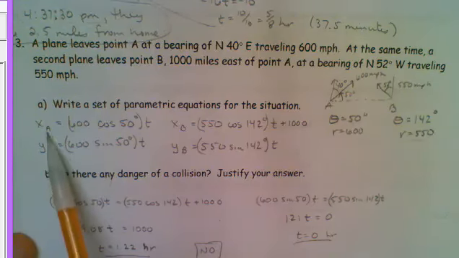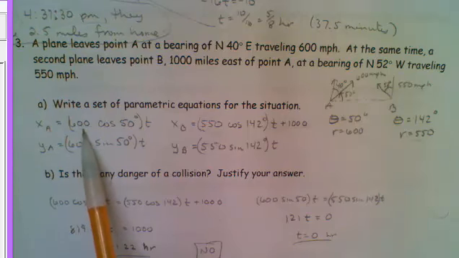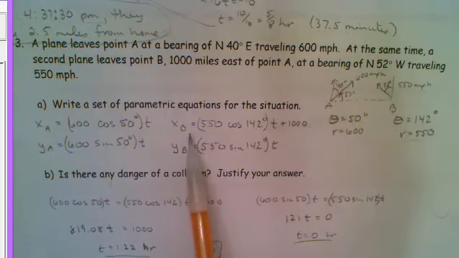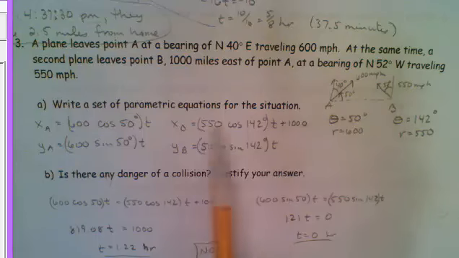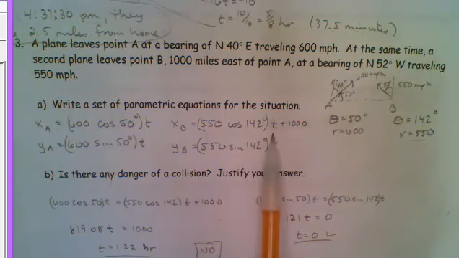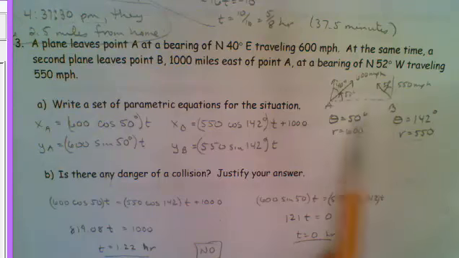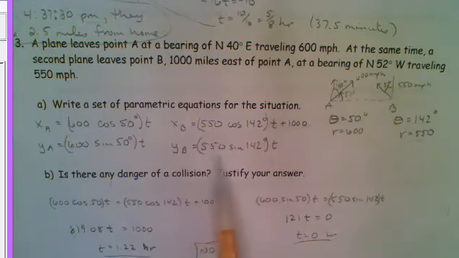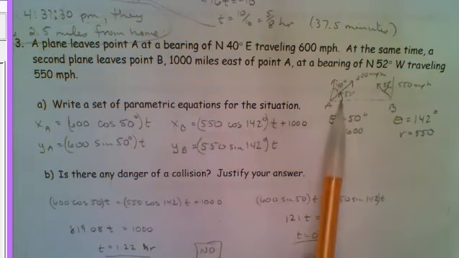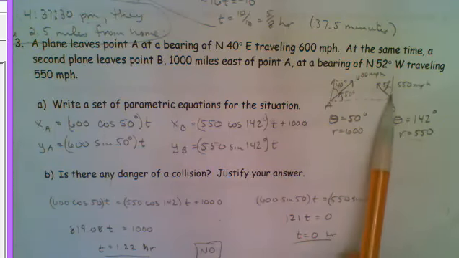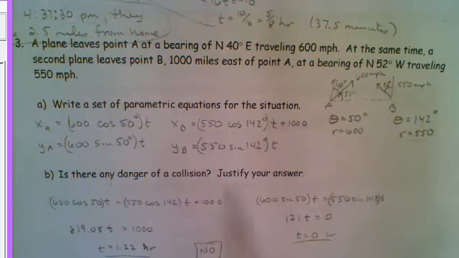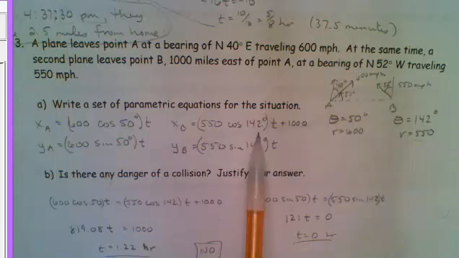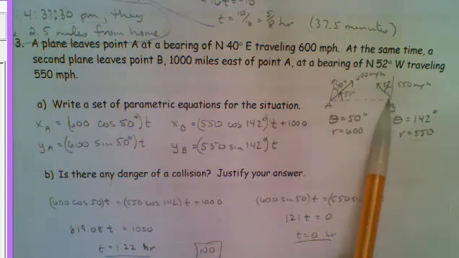So when I set these up, x is the x component, which is 600 cosine 50t, and y is 600 sine 50t. For the second one, with this theta and r, it's 550 cosine 142t, but remember it's 1,000 to the right. So plus 1,000, I had to add that to the x. And then this is just my 450 sine. All right, so I set those up. That again has to do with the vector piece. Again, you have to figure out what is theta, what's the reference angle, and then the magnitude. And with the x's, the second x value, I had to add the 1,000 to get over to there.